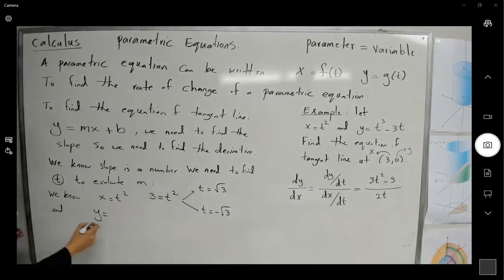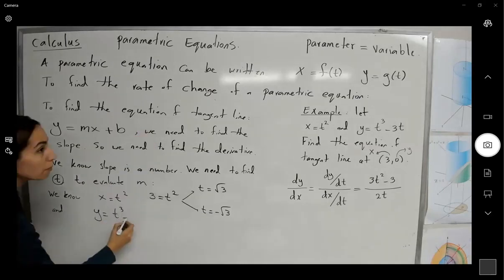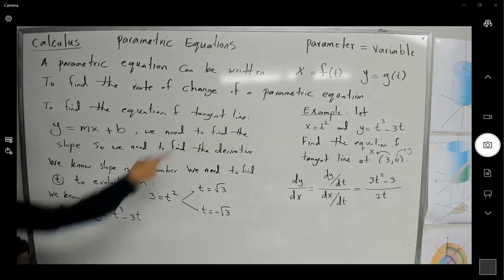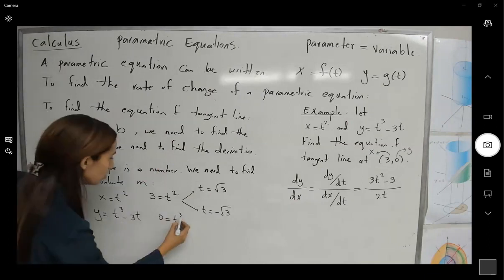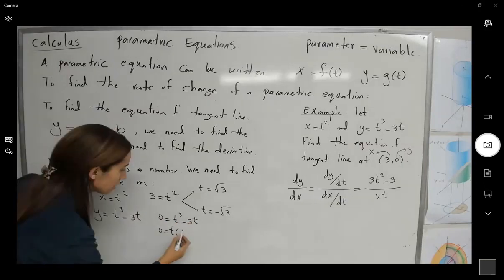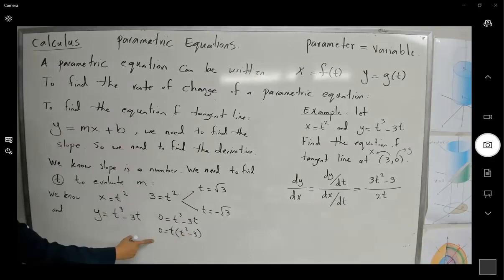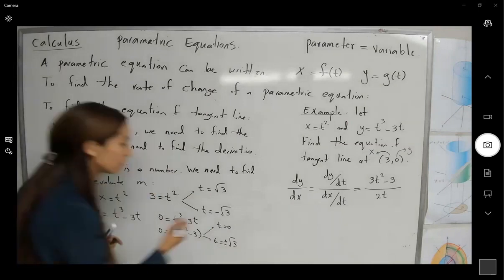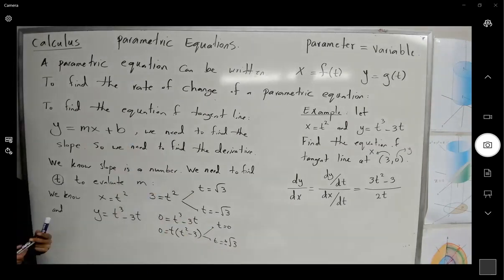y is given as t cubed minus 3t. So since y is equal to 0, 0 is t cubed minus 3t. What's the meaning of that? It means that t times (t squared minus 3) is equal to 0. So it means that t is 0 and t is plus minus square root of 3. How many values did I find? I found 3 possible values for my t. Does it mean that I have 3 slopes? We have to check.